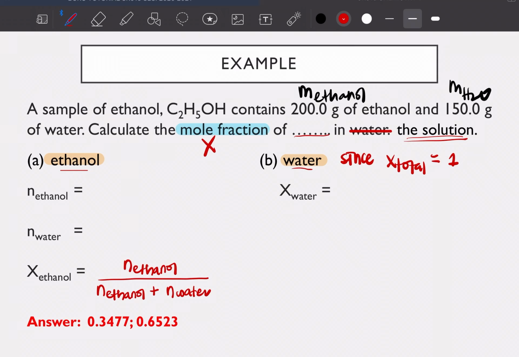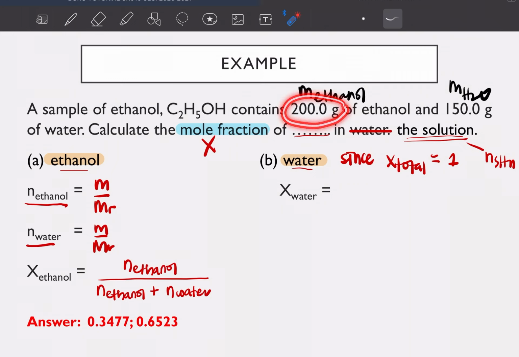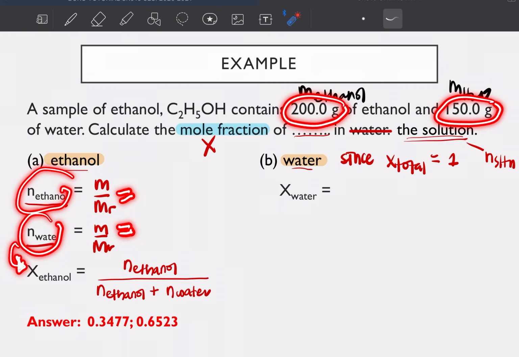Okay. So maksudnya kita kena tahu mole of solution dengan mole of ethanol dengan mole of water. Okay. So macam mana nak cari mole of ethanol? We will use the formula mass over molar mass. Sama juga dengan water, mass over molar mass. Molar mass awak boleh cari sendiri. The mass is already given, so you just insert. Okay, insert. So find the values. Okay, so when you get the values, you can just insert into this formula.